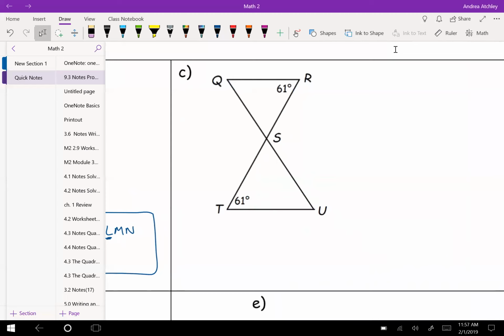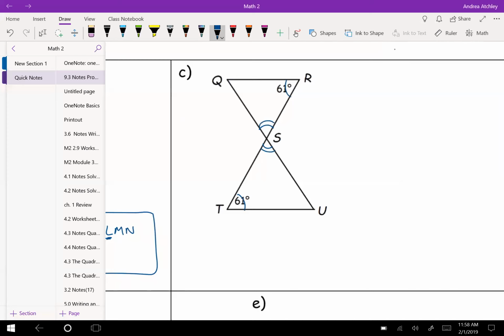This one we need to go over. I have two angles congruent, 61 and 61. Is another angle that I can also, yes, S. Okay, this angle is congruent to this angle. These vertical angles are congruent. When you have two lines that intersect that form that X shape, the opposite angles are congruent. So QSR is congruent to UST.